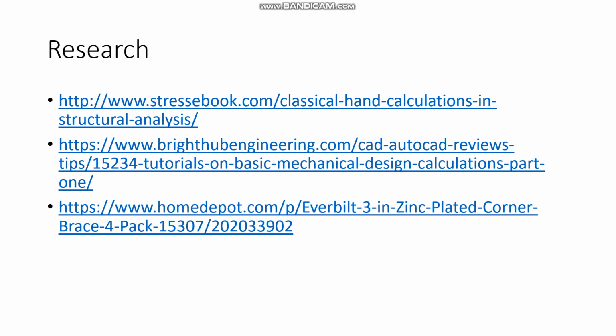I found some resources that gave some background information on estimating a free body diagram and determining the maximum stress for an L bracket. Also, some standard L bracket designs, what's out there in the industry, something just basic that you can pick up from Home Depot, what exists and what sort of improvements exist over the standard L bracket as well.